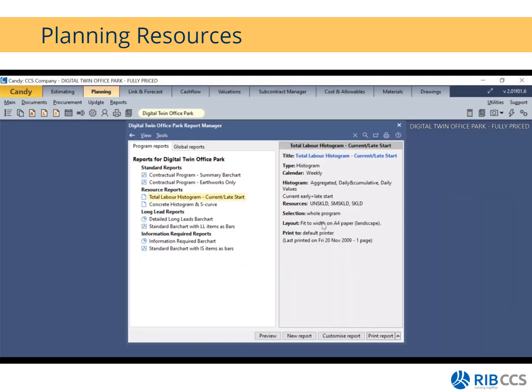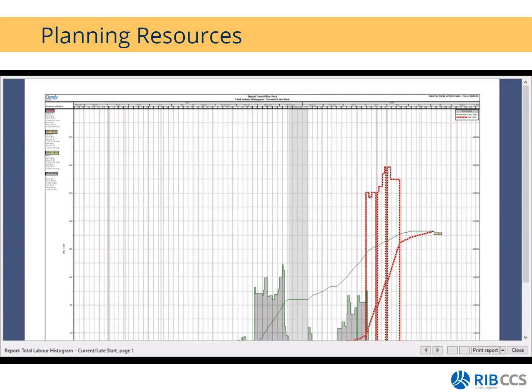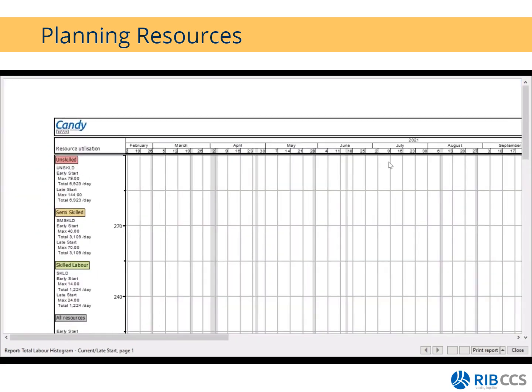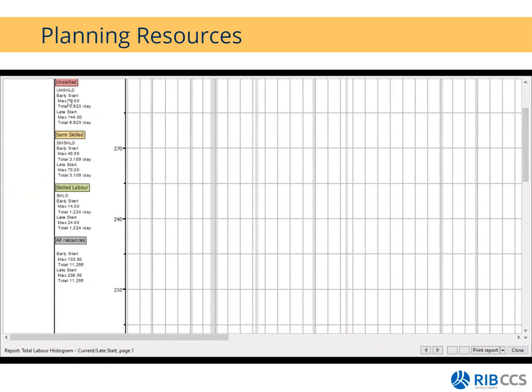Then we have our total labor histogram. If you look on the right-hand side of this little block, you'll see that I've selected the unskilled labor, semi-skilled, and my skilled labor. On the histogram, I have selected my early and late starts, and I've selected cumulative curves as well as my daily values. If I preview this for you, it's a bit small, so let me zoom in on the left-hand side. You'll see that it will tell you what your maximum at early start is, what the maximum at late start is, and then at the end of the project, what your total value is. You can see that for skilled, unskilled, semi-skilled, and so on.